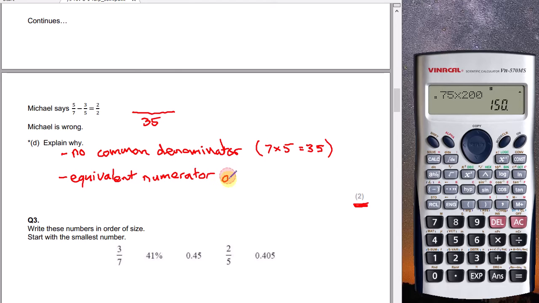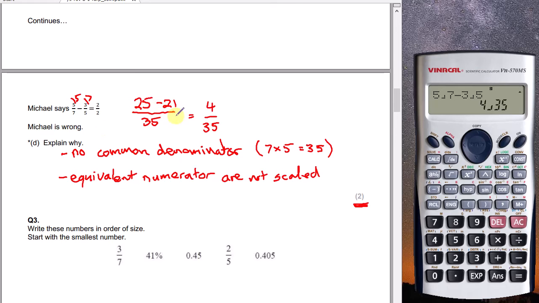Have not been scaled. Showing the correct calculation would probably get you the correct numbers. So 25 minus 21, which is 4 over 35. Now I can check in my calculator. 5 fraction 7 minus 3 fraction 5. And it's 4 out of 35. If you just did it on the calculator, it would be no marks.